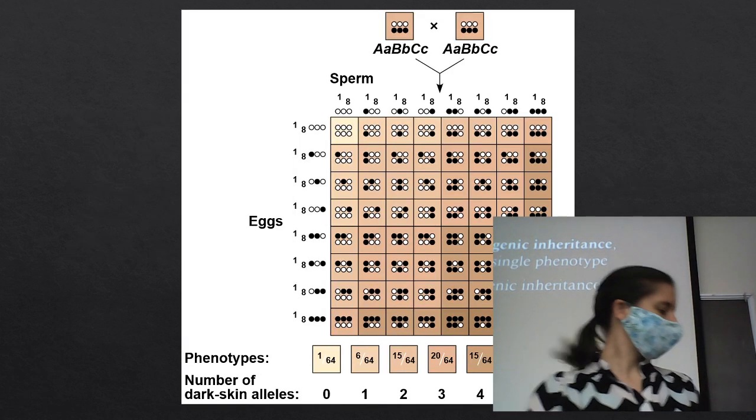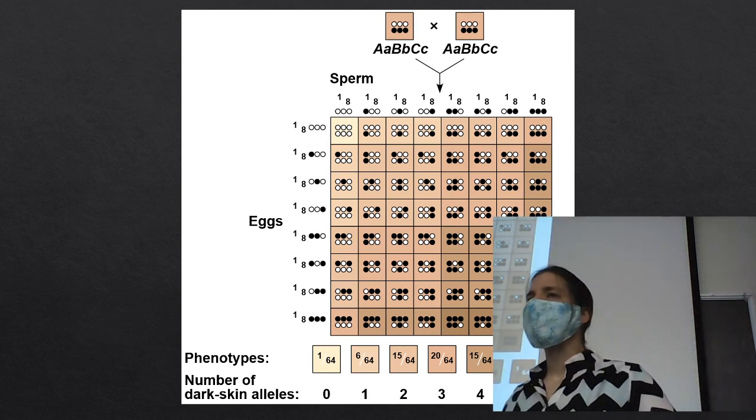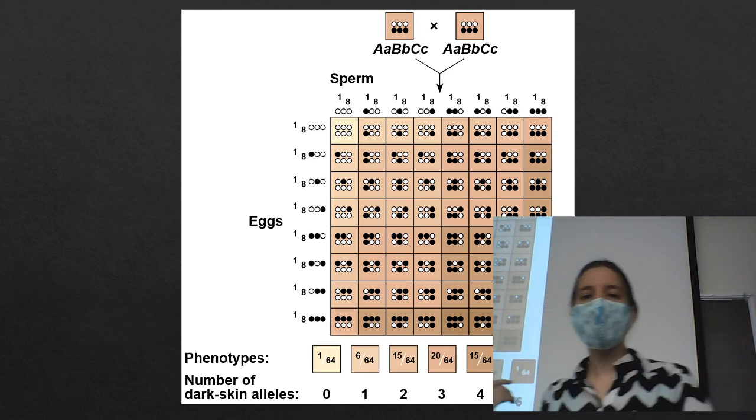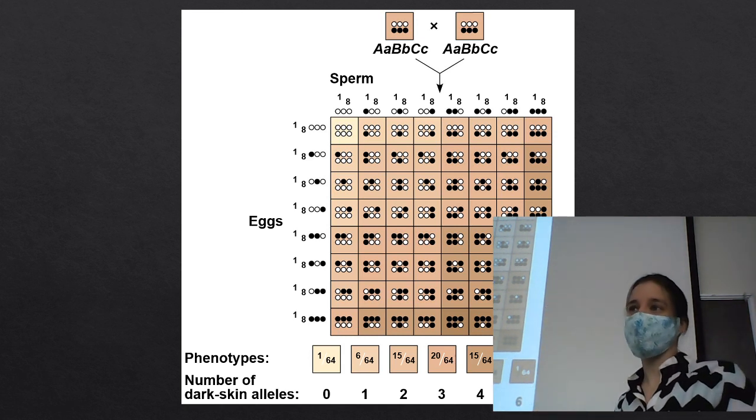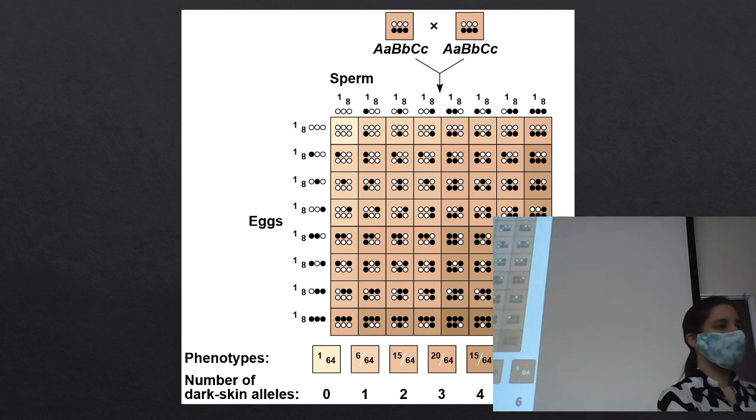The example we're going to use, and this is the example we used in lab, is skin color. Skin color actually has at least 12 genes, but for this time we're going to pretend it's under the control of 6. So if you have a mom who's heterozygous for each of these 3, and a dad heterozygous for each of these 3, right?